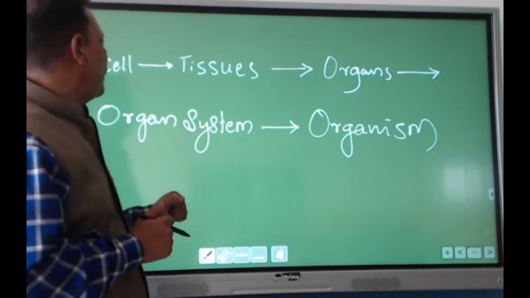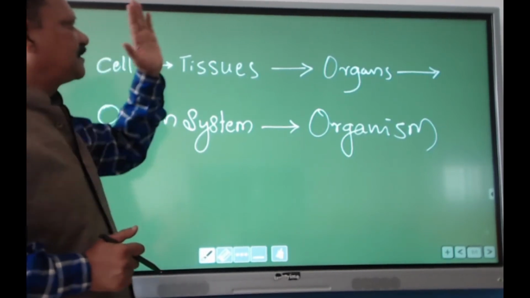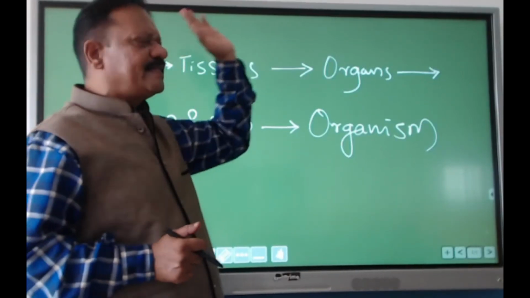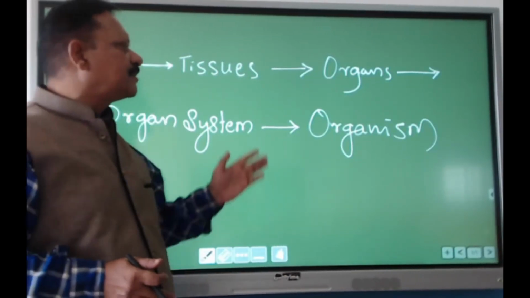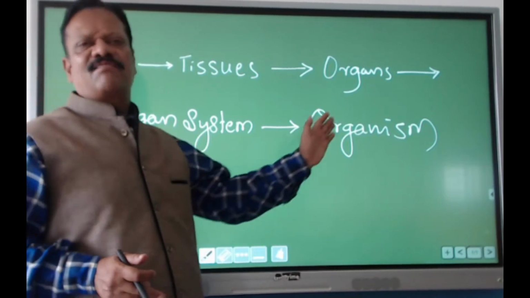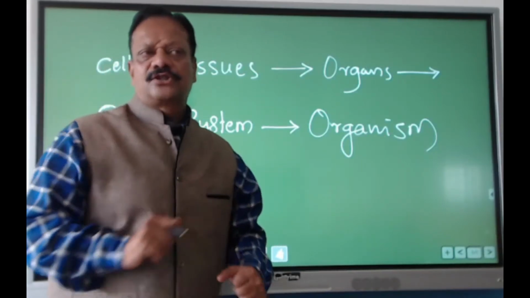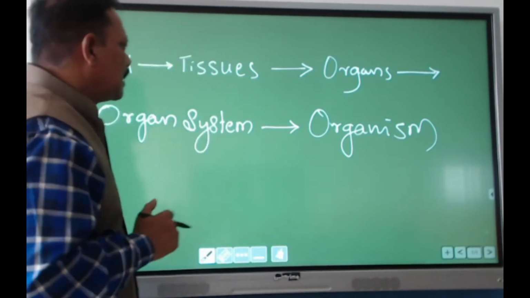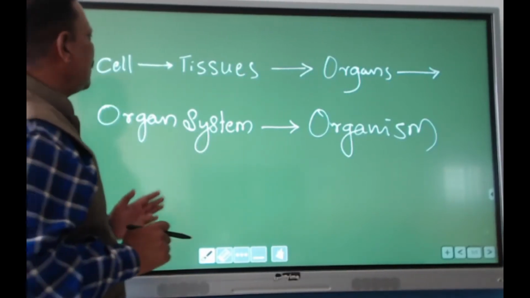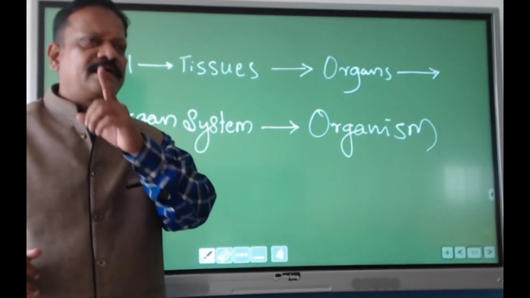So in this way the group of cells they are forming tissues, group of tissues they are forming organs, group of organs they are forming organ systems, and group of organ systems they are forming organism. So in this way the organism you are observing. So like this you just observe the brief study of the chapter cell.